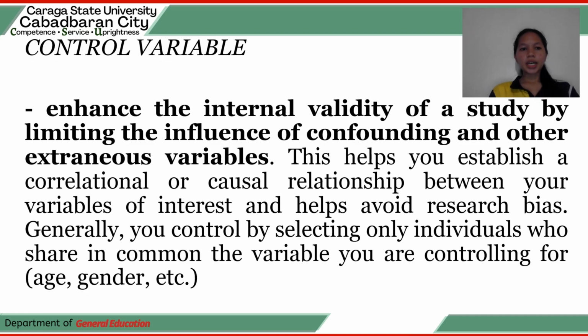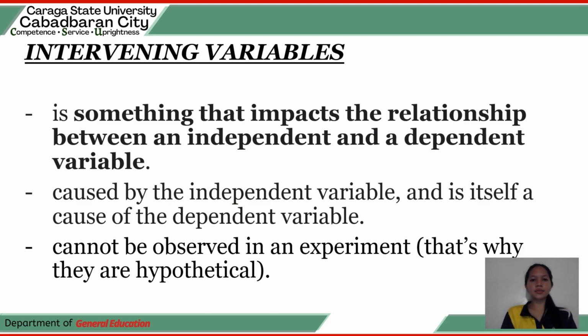Control variable. Control variables enhance the internal validity of a study by limiting the influence of confounding and other extraneous variables. This helps you establish a correlational or causal relationship between your variables of interest and helps you avoid research bias. So a control variable is held constant in a research study. It is controlled because it could influence the outcomes. Generally, you control by selecting only individuals who share in common the variable you are controlling for, like gender and age. The last one is intervening variables.